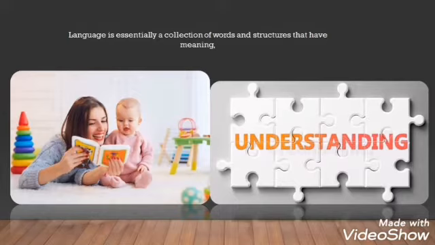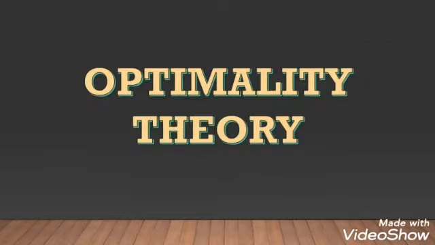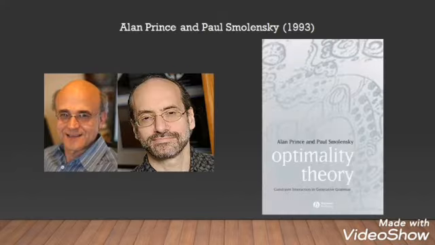Usage-based theory identifies several cognitive processes like categorization, chunking, rich memory, analogy, and cross-modal association. Optimality theory was introduced in 1993 by Alan Prince and Paul Smolensky. It lies in the idea that language and every grammar is a system of conflicting forces which are expressed by constraints.